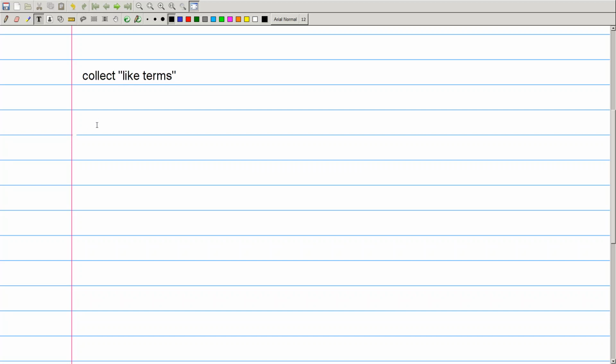Like terms are terms that have the exact same variable along with the exact same exponent. So for example, 3x and 4x have the exact same variable. The variable is x. They both have x. On top of that, they both have the exact same exponent on that x. When you don't see the exponent, it's 1. It's an imaginary 1 there. So these two have x to the 1, so they are like terms.